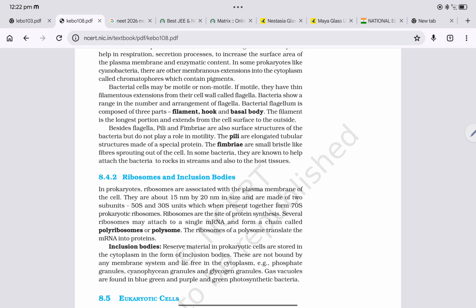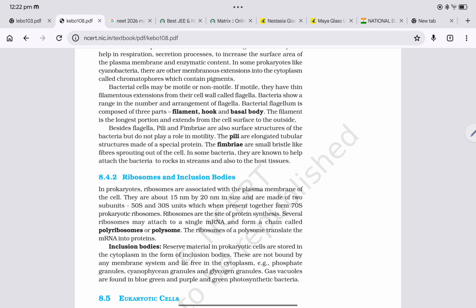In prokaryotes, ribosomes are associated with the plasma membrane of the cell. They are about 15 nanometer by 20 nanometer in size and are made of two subunits, 50S and 30S units, which when present together form 70S prokaryotic ribosomes.